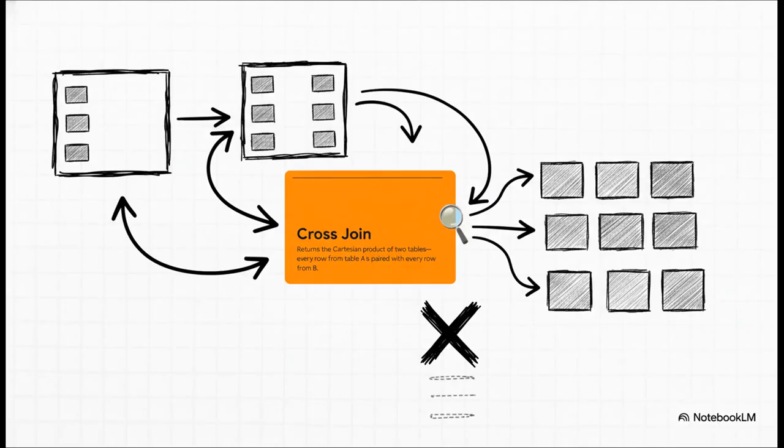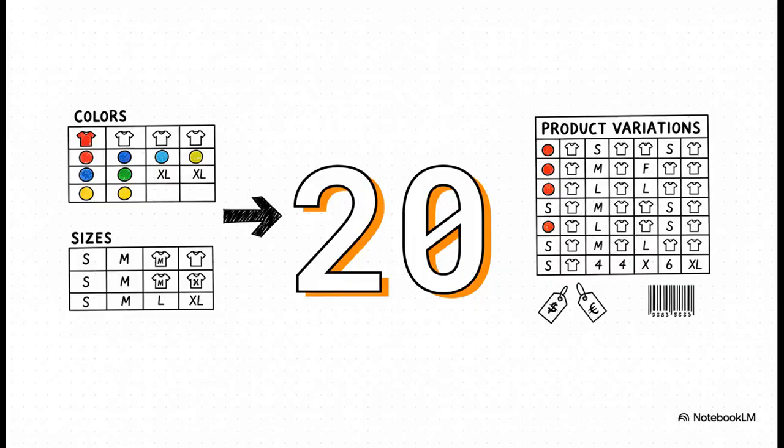A cross join sounds complicated, but it's not. All it does is create every single possible combination of rows from two tables. You just take every row from table A and pair it up with every single row from table B. It's super handy when you need to generate all possible permutations, like product SKUs or test data. And boom, here's a perfect, simple example. You've got 5 t-shirt colors and 4 different sizes. A cross join instantly gives you all 20 of those combinations. It's just simple multiplication, and the database does all the work for you.